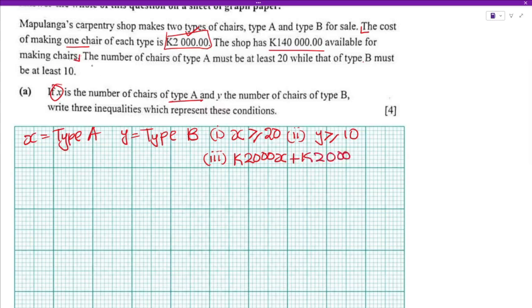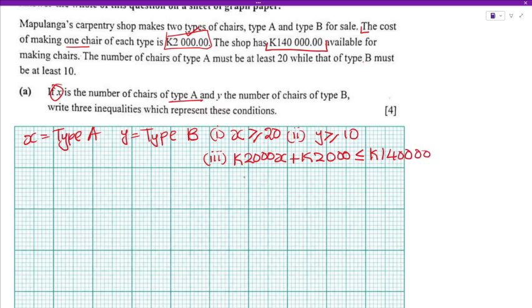Then here it says the money available is what? The shop has 140,000 available for making the chair. Here you just need to use logic based on how they've described this scenario. The money they have is 140,000. They cannot spend more than this, so the symbol you're going to use is less than or equal to. That becomes less than or equal to the amount, which is 140,000. This is how much is available to be spent by the shop.